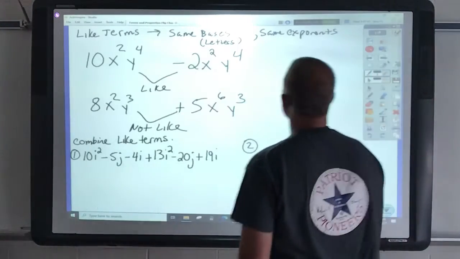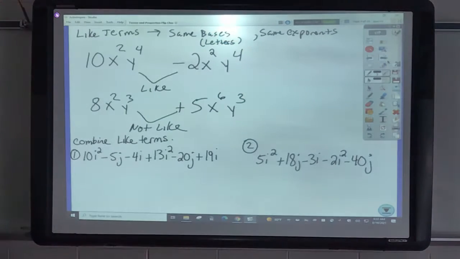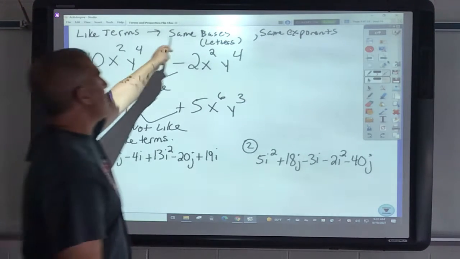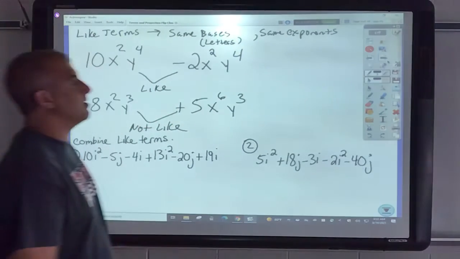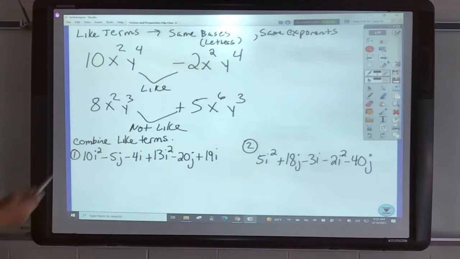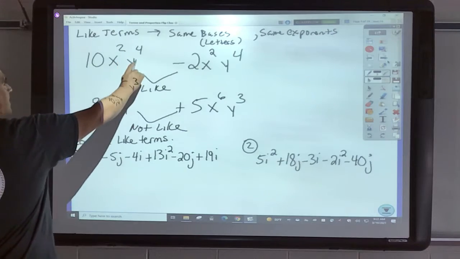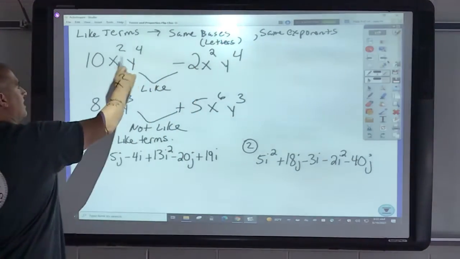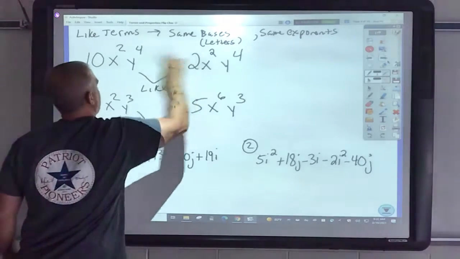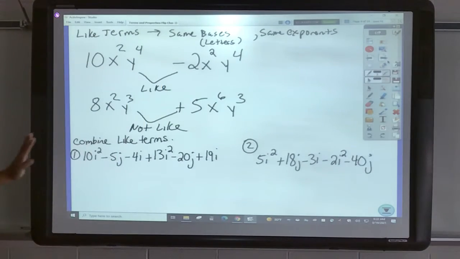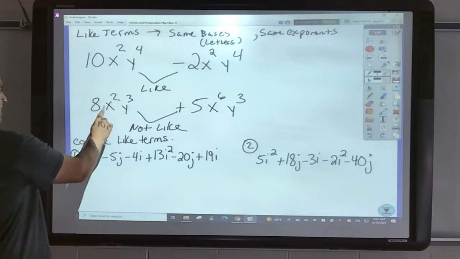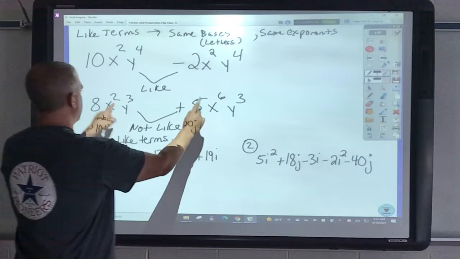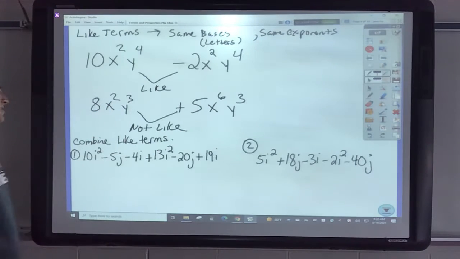Now let's talk about like terms. Like terms have the same bases and letters, and the same exponent. So here's an example. 10x squared y to the fourth is a like term to negative 2x squared y to the fourth. Why? Same letters, same exponents. Don't get bogged down by seeing the same letters and thinking that they're like terms. Look at this. X squared, x to the sixth. These are different, so they're not going to be considered alike.